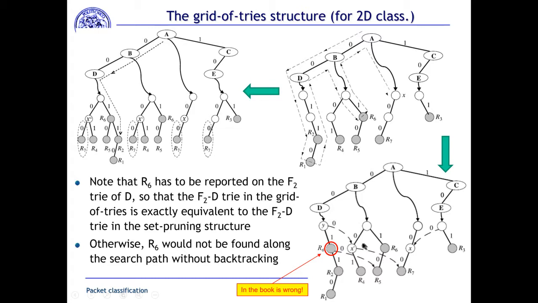And if you look at the book, here there is a mistake. We must have R6, because here R6 was not marked in the book, but you have it instead.